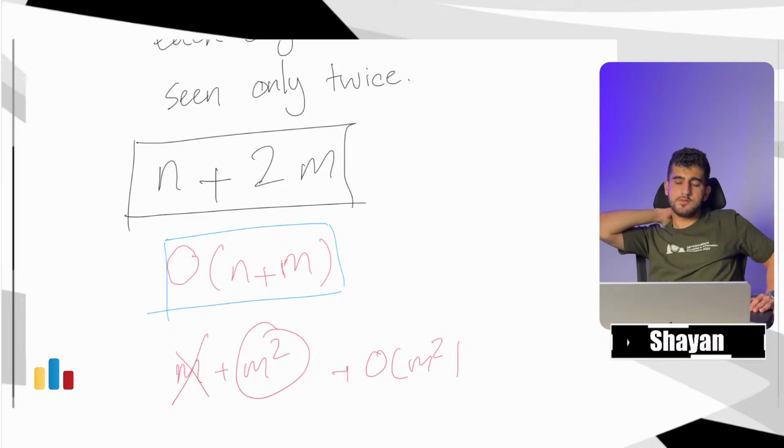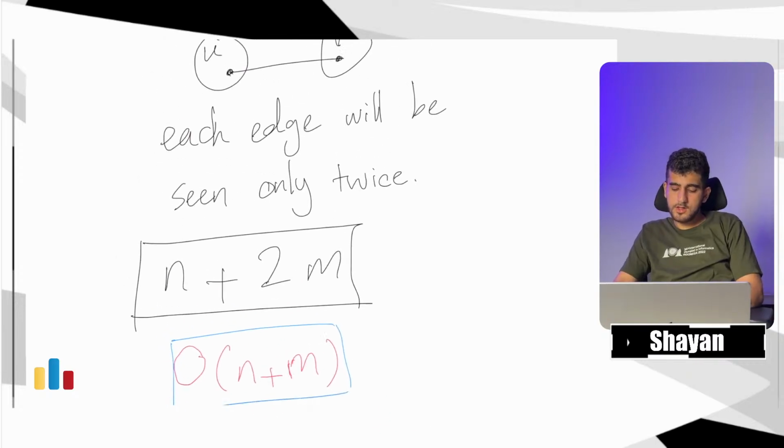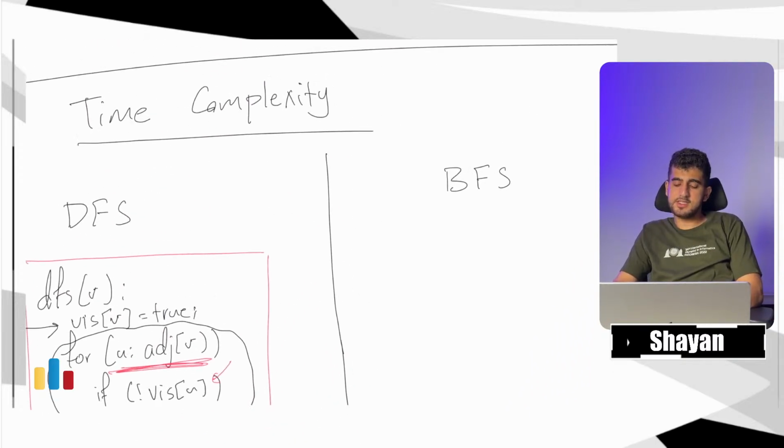Is it clear now? Is it clear how this time complexity can be calculated? Nice. So for DFS, the time complexity is n plus m.